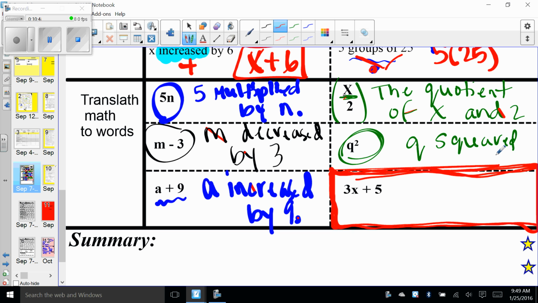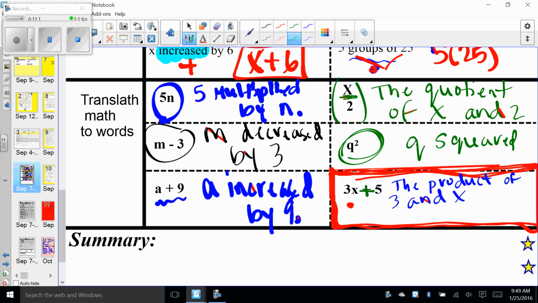This last problem has 2 operations in it. It has a multiplication on the front end and it has an addition sign on the back end. So we're going to go ahead and start with that front end. I'm going to go ahead and use the word product. So I'm going to say the product of 3 and x. Let's start with that. The product of 3 and x.